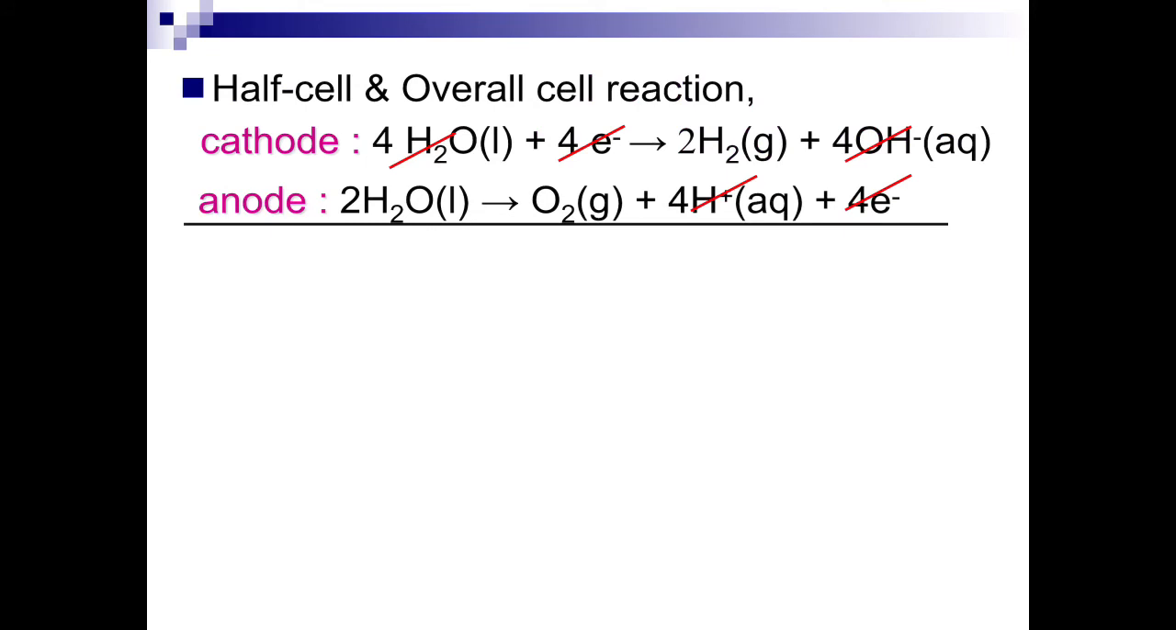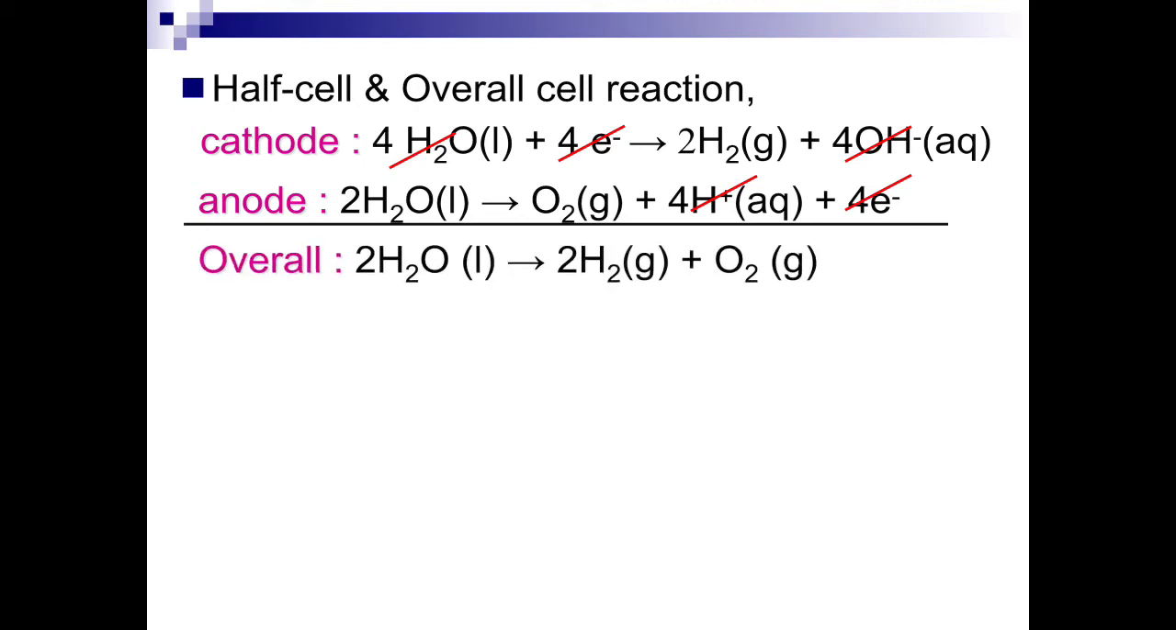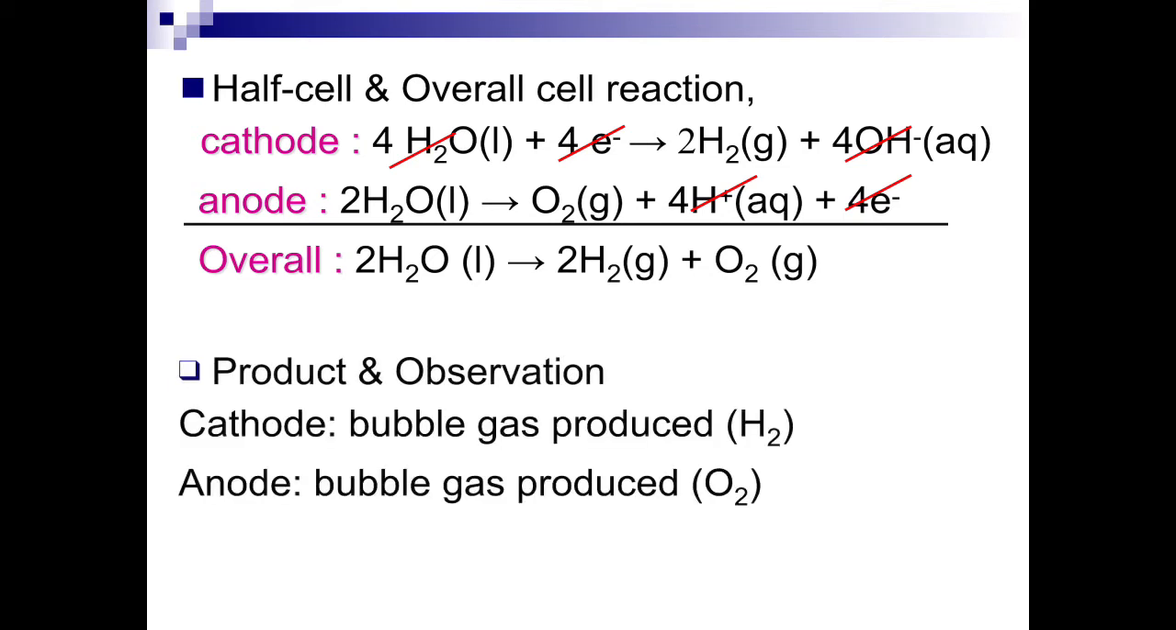So, we can rewrite the half-cell equations at the cathode and anode as follows, and then the overall cell reaction will be 2H2O liquid produces 2H2 gas plus oxygen gas. The product and observation will be, at the cathode, bubble gas produced indicating hydrogen gas, and at the anode, bubble gas is also produced indicating oxygen gas.